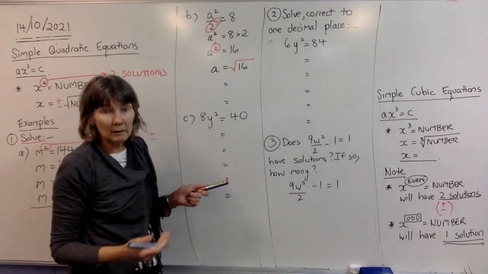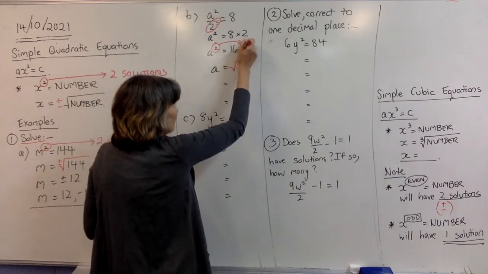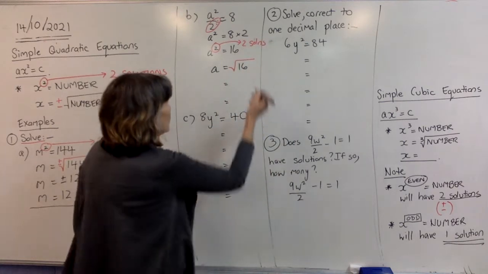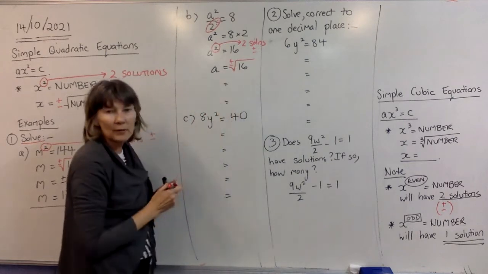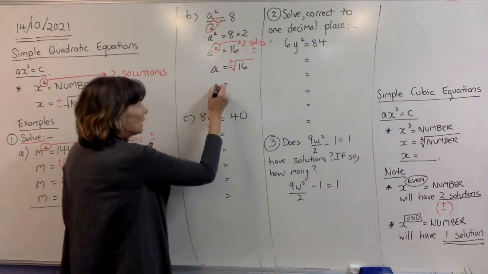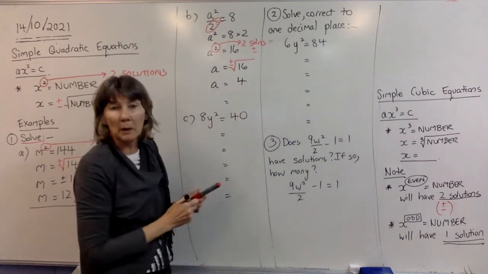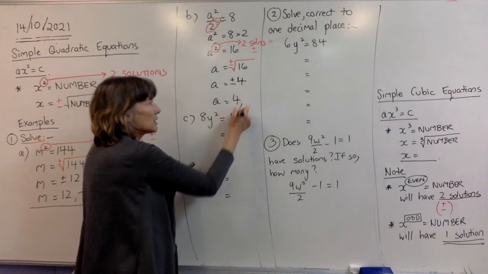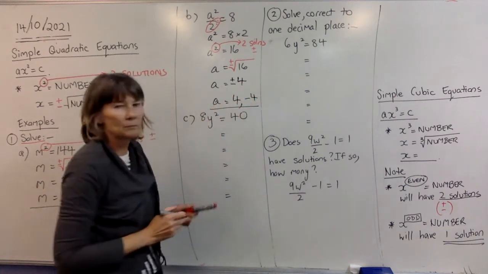And don't forget, that little square tells you you must get two answers. That's my abbreviation for the word solutions. So we're going to make sure we've got a plus and a minus in front of that square root. So your calculator can be used to get square root 16, which is 4. But we know there's a positive and a negative 4. So our answers are the positive 4 and the negative 4.